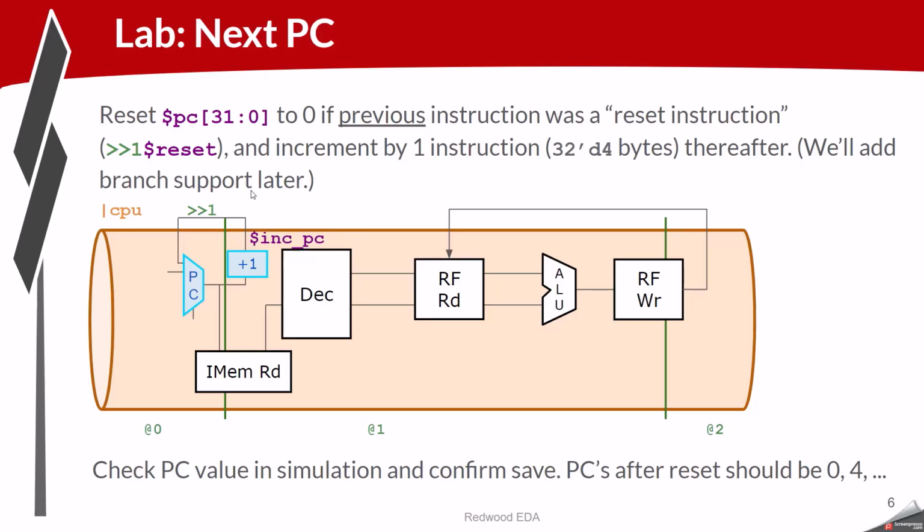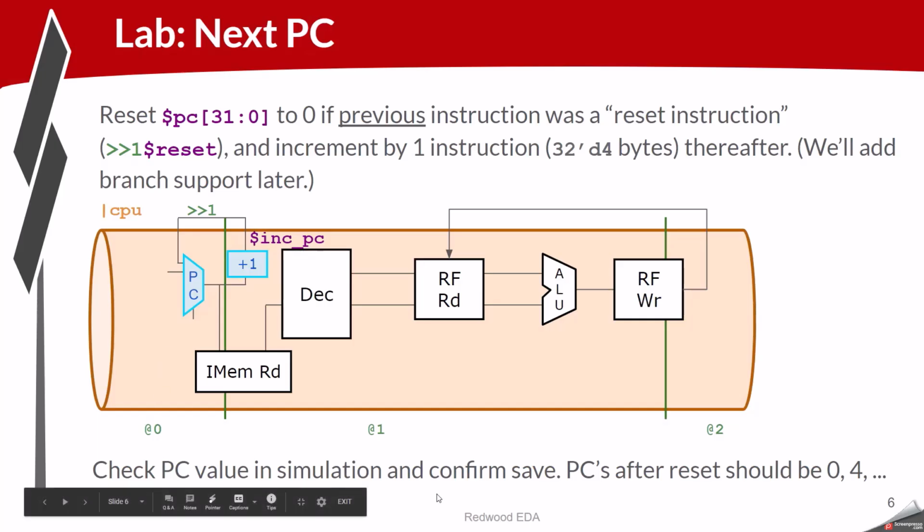All right, so instead of using just reset in your mux expression, that's choosing the 0 input, which I haven't drawn in the slide, use previous reset to select the 0 for the PC. All right, so again, code that up, check that in simulation, look in the waveform, confirm that you're saving as always, and make sure the PC is starting off with 0 for the first non-reset instruction.